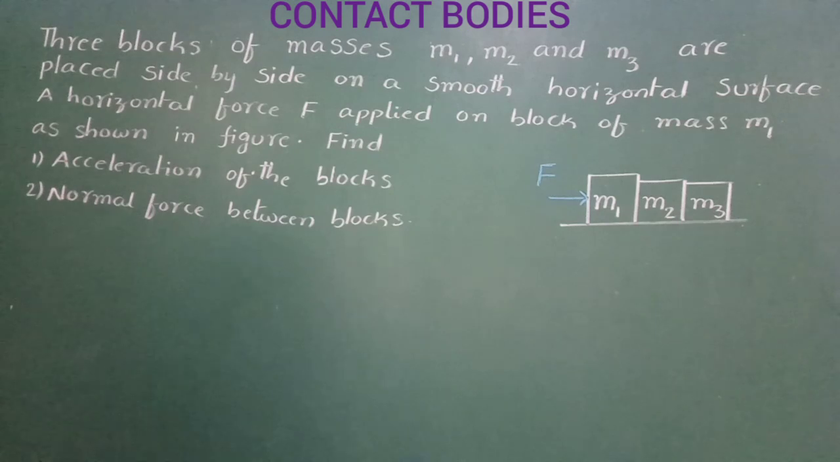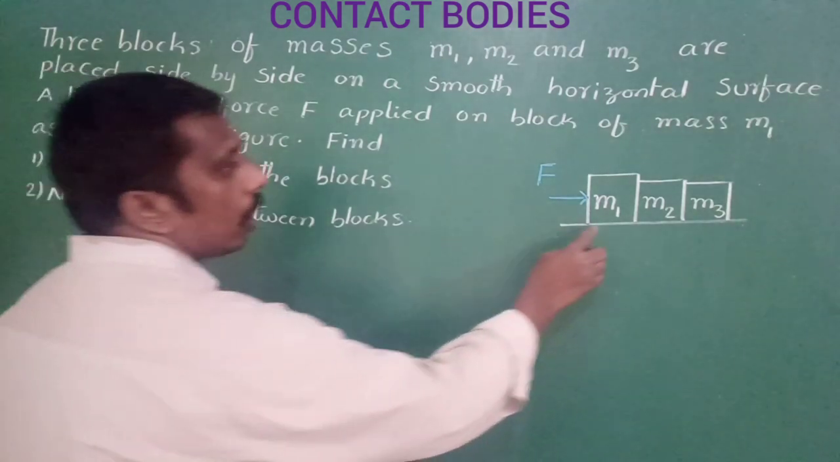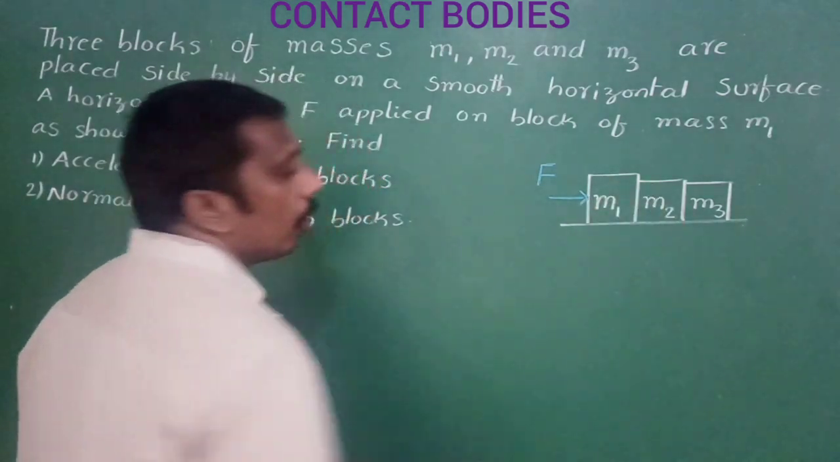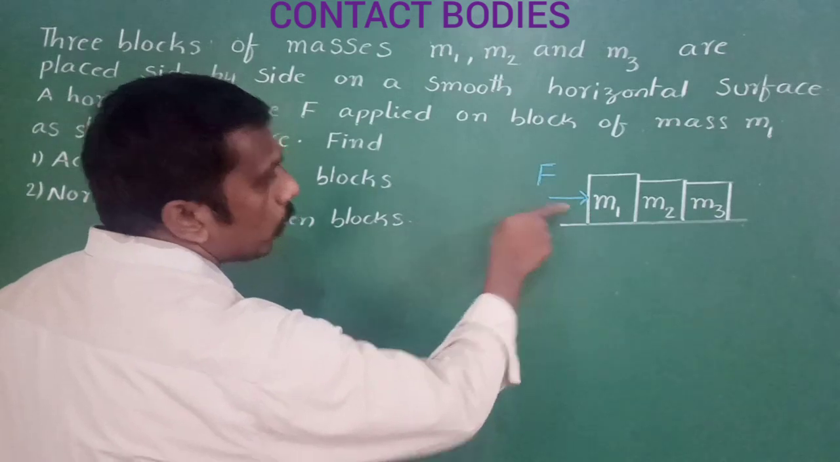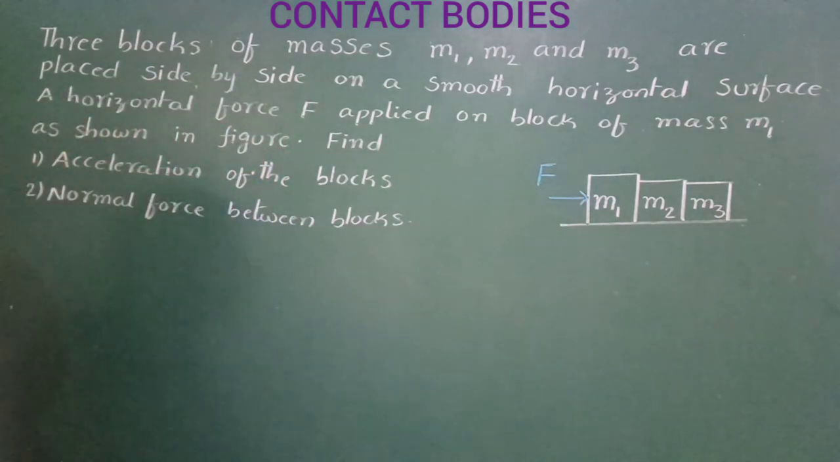Next question. Three blocks of masses M1, M2 and M3 are placed side by side on a smooth horizontal surface. A horizontal force capital F is applied on block of mass M1 as shown in figure. Find acceleration of the blocks and normal force between blocks. Here, three blocks are placed side by side, M1, M2, M3. This block M1 is pushed with a horizontal force capital F.